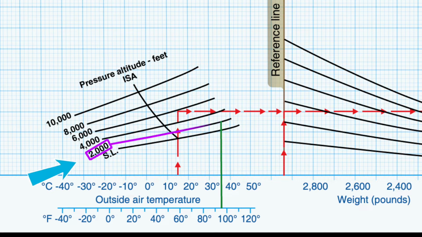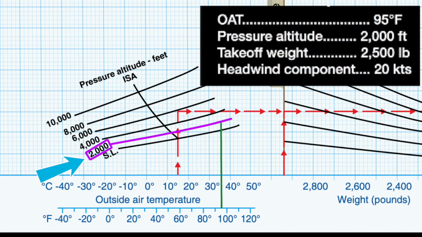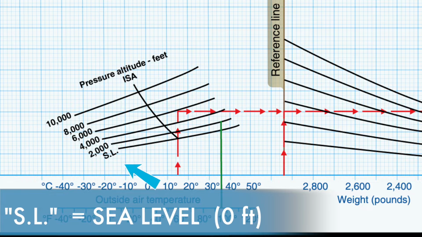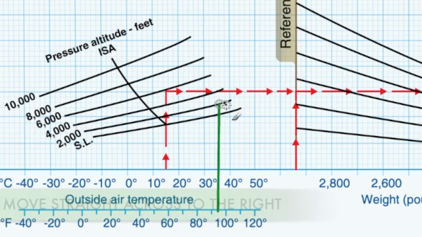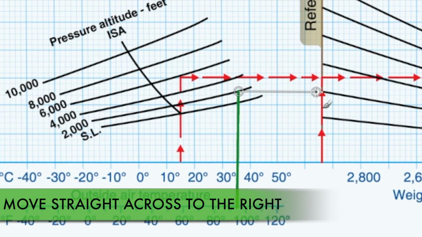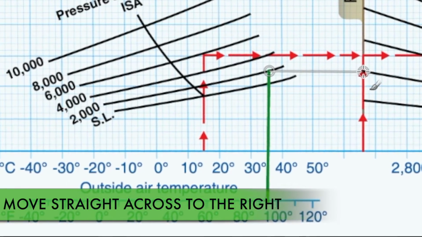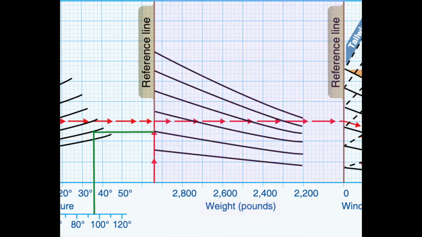See here that these heavy lines are labeled by increasing pressure altitudes. We will choose the one labeled as 2000 as it matches our given conditions in the question. By the way, the line below that one labeled SL represents sea level or 0 feet. When we come into contact with a 2000 foot pressure altitude line, we will track straight across to the right up to the reference line for the next section on the chart, the aircraft weight area.